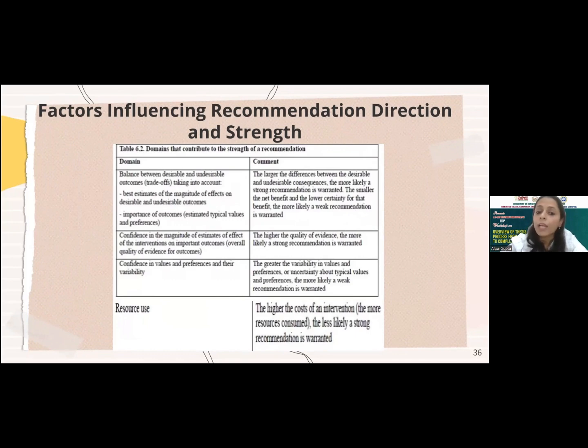Number three is the values and preferences of the patient towards the treatment or towards the intervention. What are the preferences of the patient? They consider the preferences of the patient towards the intervention or towards the treatment while making the recommendation. And lastly, a very important point, that is the cost involved in the intervention or the treatment. The higher the cost of an intervention, the less likely they are to make a strong recommendation.